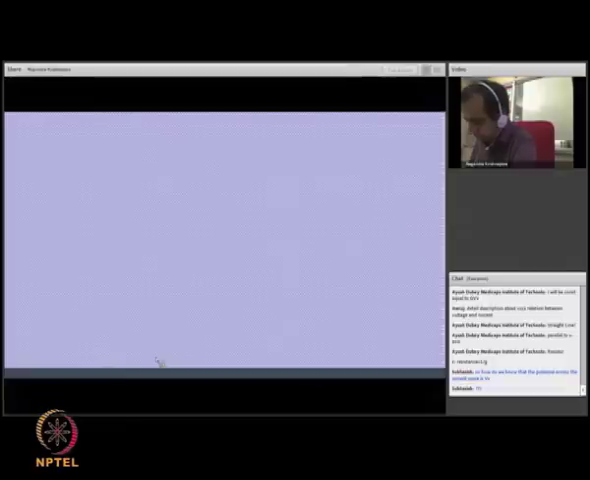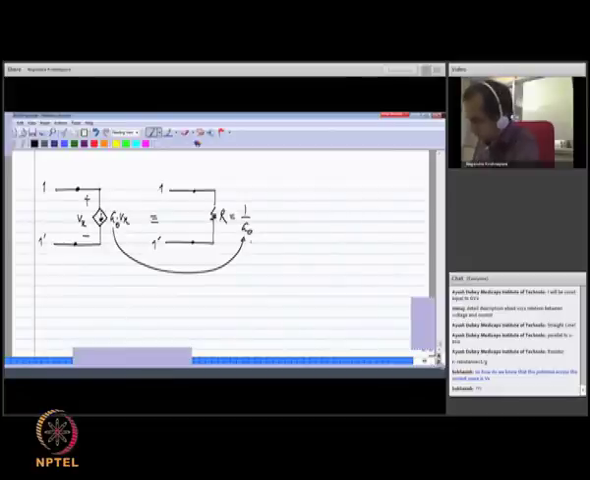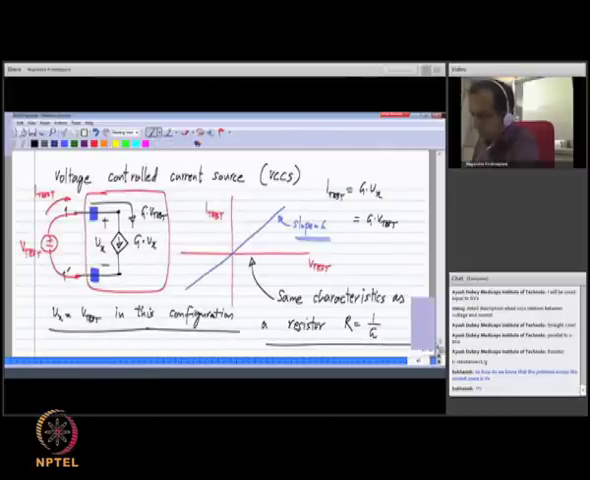Sir, in the last question you treated the black box, there was a current source inside the black box. But when we plotted the IV characteristic, there was a characteristic similar to a resistor. Are you talking about the voltage controlled current source? Yes, sir. Yes, in that case the characteristic, that's correct.